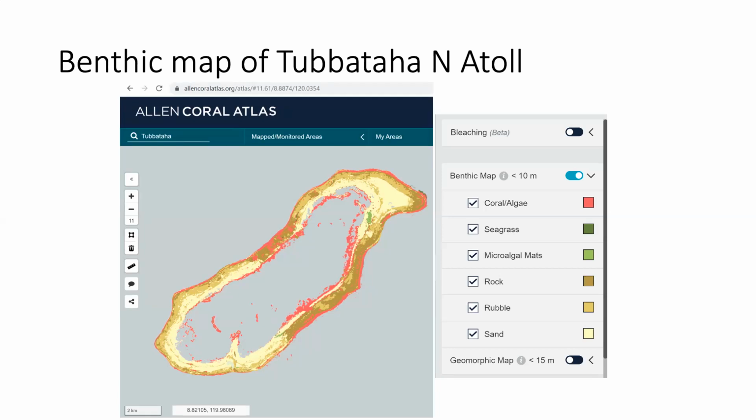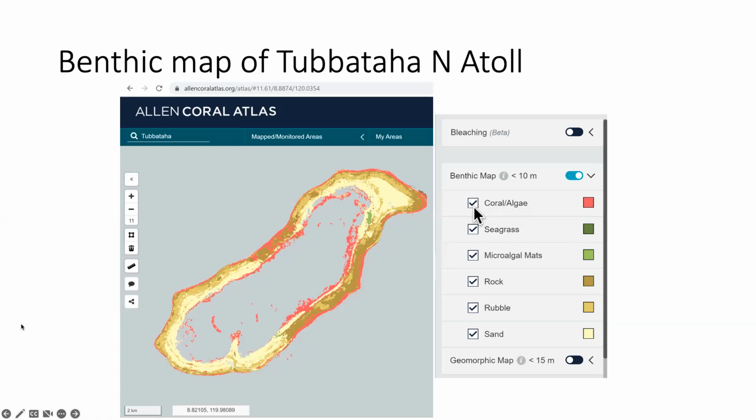Well, one of the things that you should already be familiar with, but if not, please note this URL. This is the Allen Coral Atlas, legacy of Paul Allen, founder of Microsoft. And in the Allen Coral Atlas, you can now show maps where satellite images are processed to identify areas covered by coral and algae.